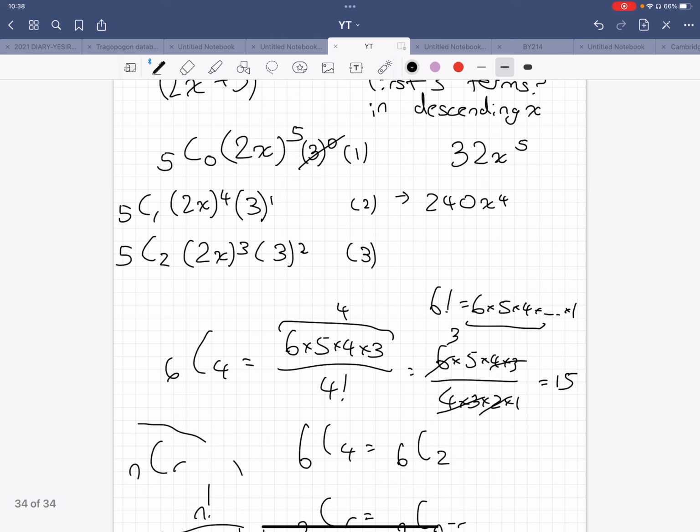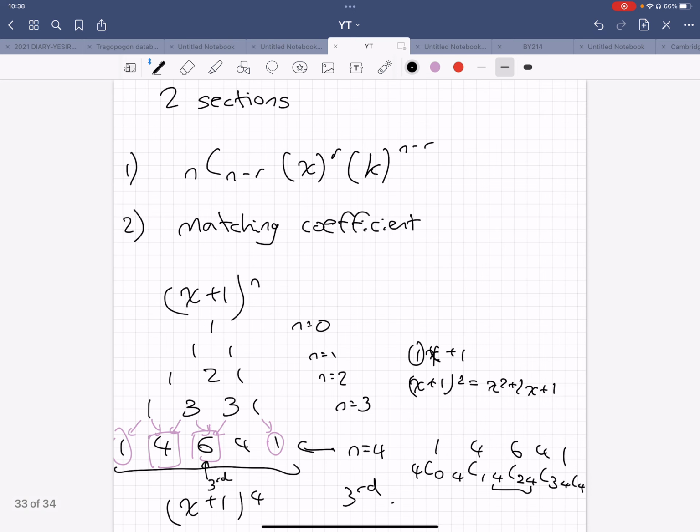So now if we do 5 choose 2, that would be 10. 2x cubed is 8. 3 squared is 9. So if we multiply these up, you get 720, and your term is x cubed. So that's how you solve those types of questions. That's basically binomial theorem in a nutshell.